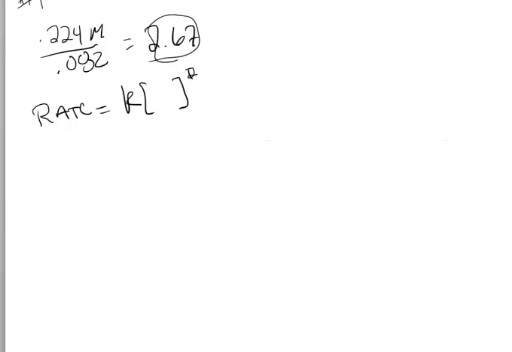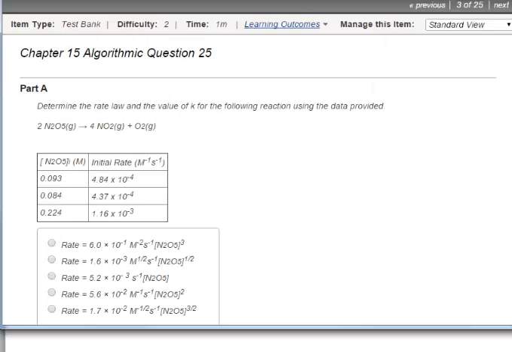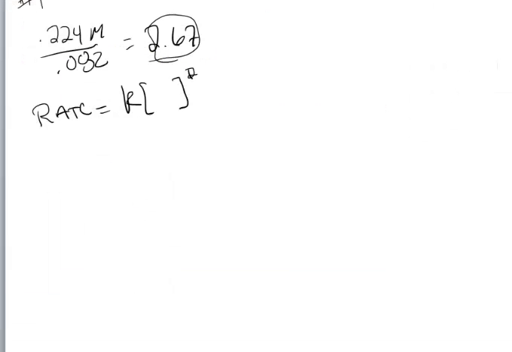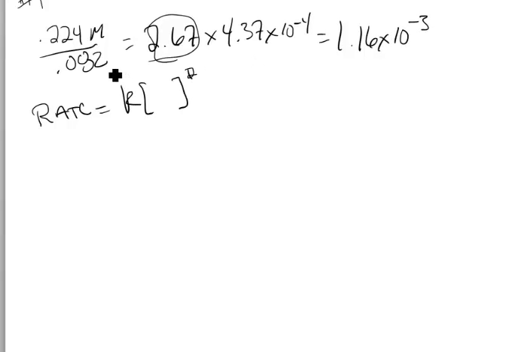So then I go back and I look and see what the rates are that I'm given. And in this case, it is 4.37 times 10 to the minus 4th. So I'm going to take my 2.67, multiply that by 4.37 times 10 to the minus 4th. And my number turns out to be exactly 1.16 times 10 to the minus 3rd, which is what the rate is for the 0.224. So it's exactly that ratio. That shows that's a first order reaction.